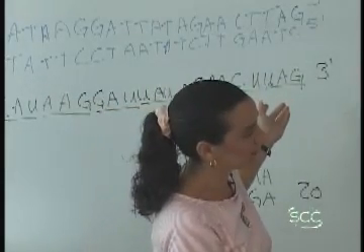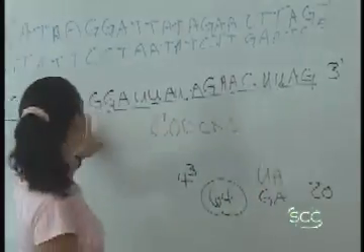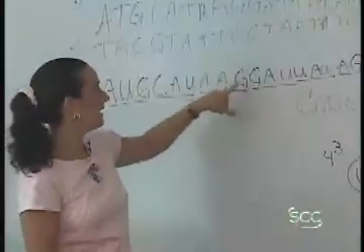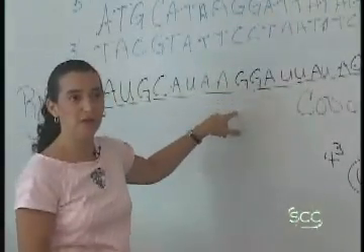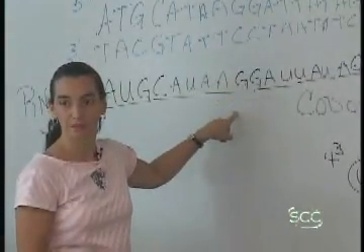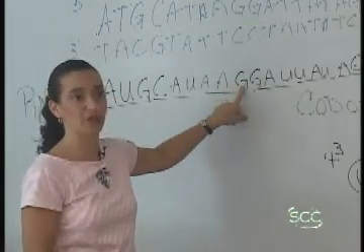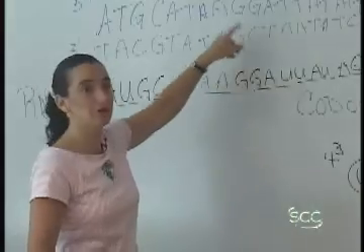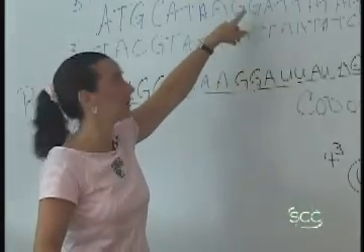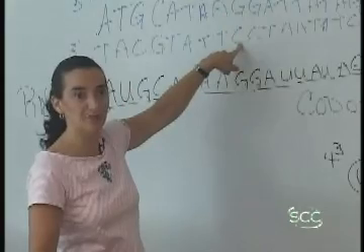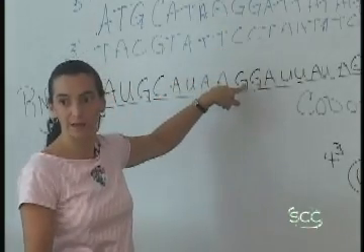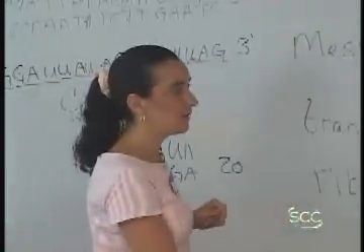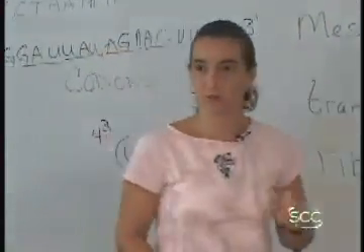AAG for lysine. Or it could have been, I could have mutated from AAG. I could have mutated it and had AAA and still come up with the same amino acid. Okay, guanine and adenine are both purines. If there was a mutation here somewhere in my DNA that converted this cytosine here to a thymine, well, then this would have been an adenine. But I still would have come up with the same amino acid of lysine. You see where I'm going with that?